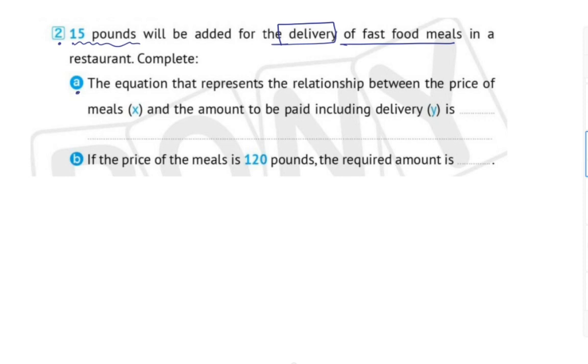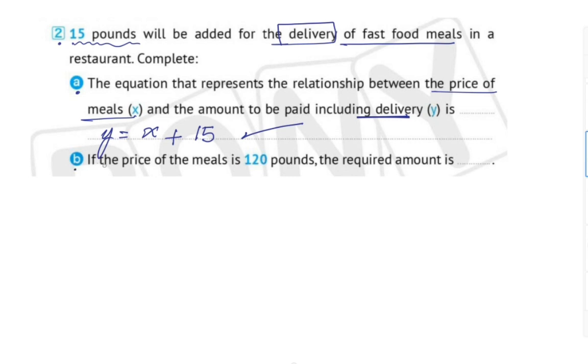Okay, point A: the equation that represents the relationship between the price of the meal and the amount to be paid including delivery. The actual price of the meal is X, and the total money you will pay is Y. I will pay the price of the meal X, adding the delivery price. So I will pay X plus 15. So this is the equation of what you will pay.